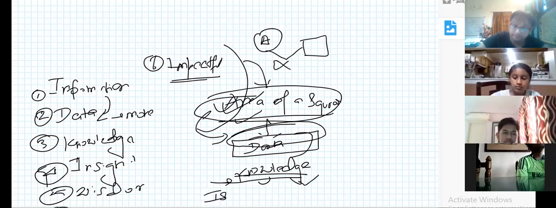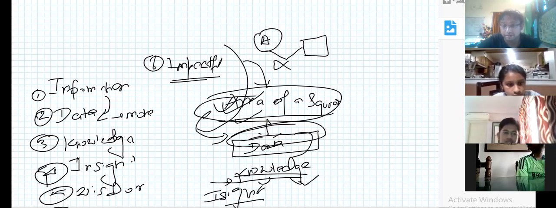Insight. What is the meaning of insight? Insight is in-depth understanding. Suppose I'm saying the area, right? How can I apply it in multiple contexts? Suppose I'm talking about the area, I want to know what I have to do with the area, how it is helpful for me.